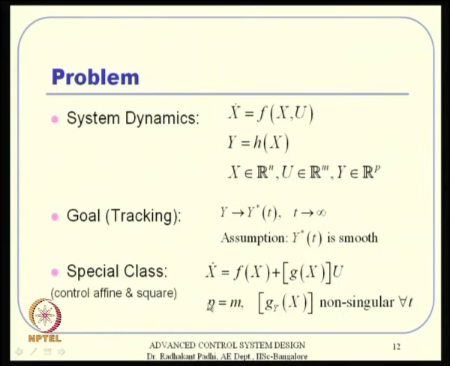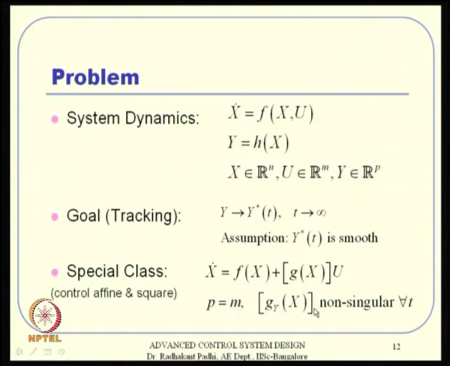Now, the second one is this p equal to m. That means, in general, x is an n dimensional vector, u is an m dimensional vector, y is a p dimensional vector. And then what you are assuming here is m equal to p, that means the number of controls is equal to the number of performance outputs. Okay. So, in the input output sense, the problem is really square actually.